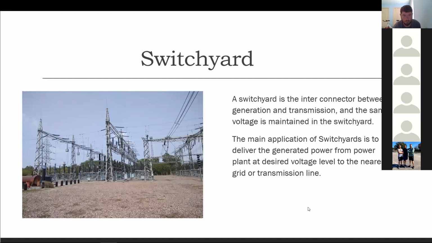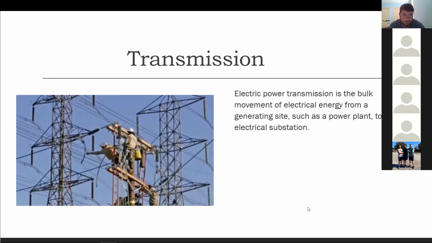The switch yard. It goes from there to a switch yard. A switch yard is the interconnection between the generator and transmission, and the same voltage is maintained through the switch yard. The main application of a switch yard is to deliver the generated power from the power plant at a desired voltage to the nearest grid or transmission line. Good description. And then we go to the transmission lines.